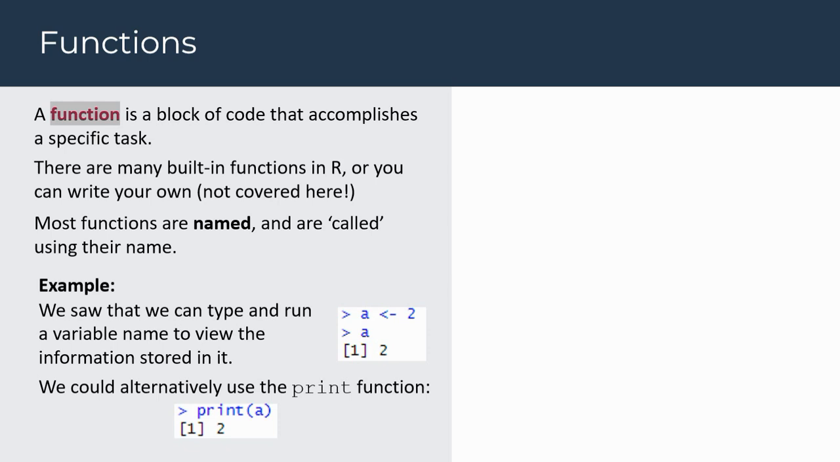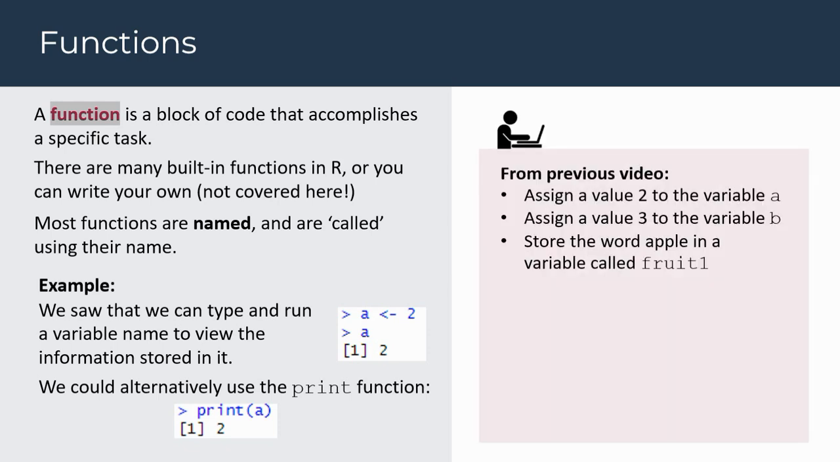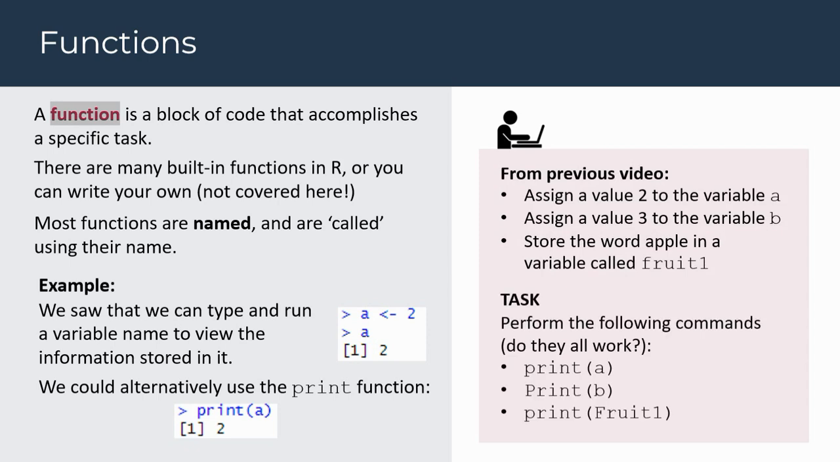Here's a summary of this example. If you didn't assign the variables a, b and fruit1 in the previous video, pause the video and do so now. Then have a go at typing and running these commands to print the variables. If you type the commands exactly as they appear on the screen, you'll find you get some errors. See if you can work out how to correct the code so that you don't see these errors.